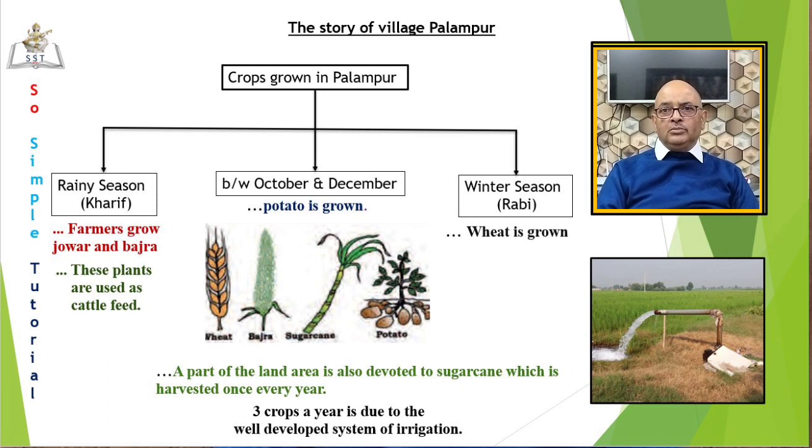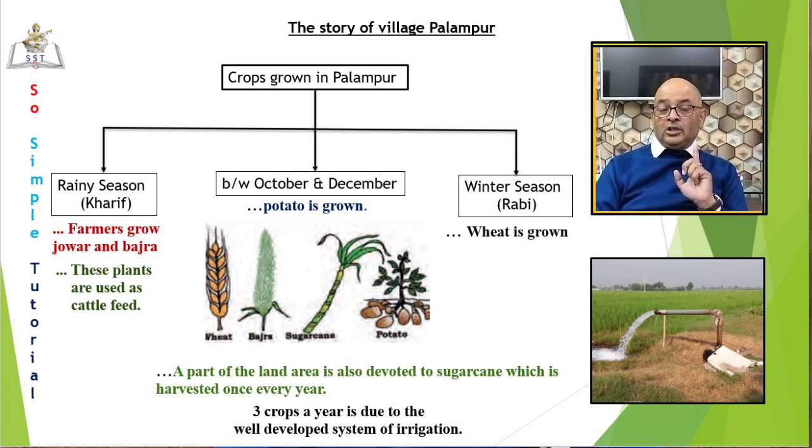Sugarcane in its raw form is sold to the traders in Shahpur. Some of them process sugarcane to jaggery and sell jaggery. So we find that they are able to grow 3 crops a year. Almost all farmers grow at least 2 main crops. Some of them also go for the third one, and that is potato. Now the question is, what made this possible?